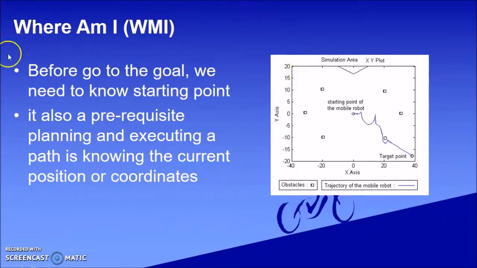The other one is using a WMI to plan the path for our mobile robot. Before our mobile robot goes to the goal, we need to know our starting point. Like this, we need to know the starting point of our robot. Only then can we go to our target point. It's also a prerequisite that planning and executing a path requires knowing the current position or coordinates.